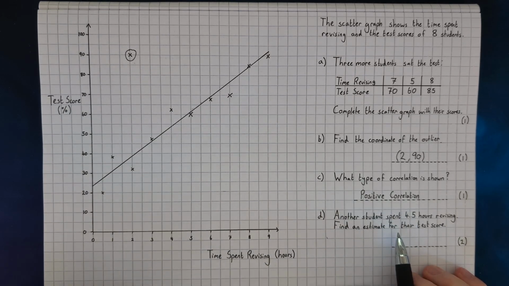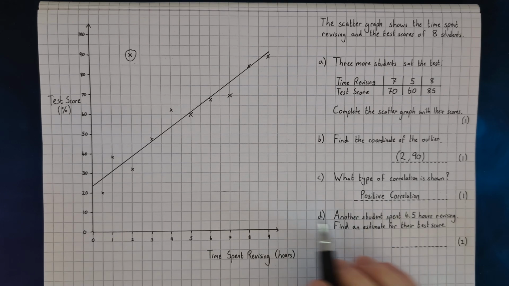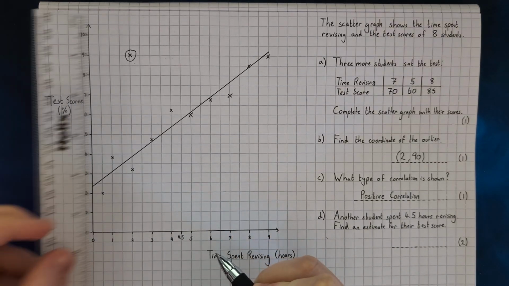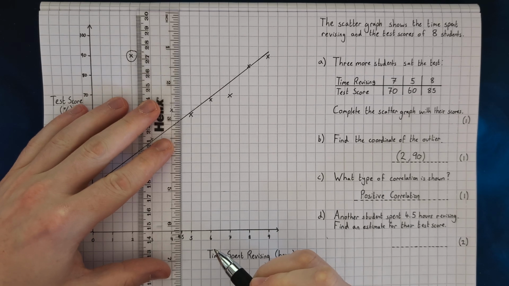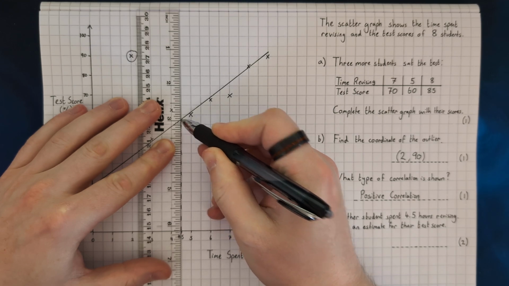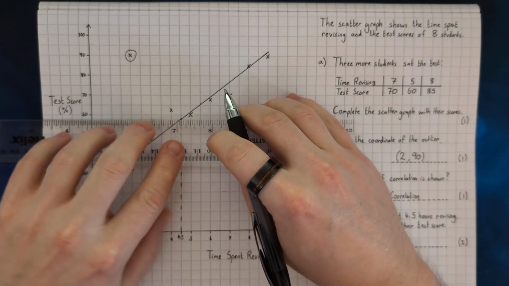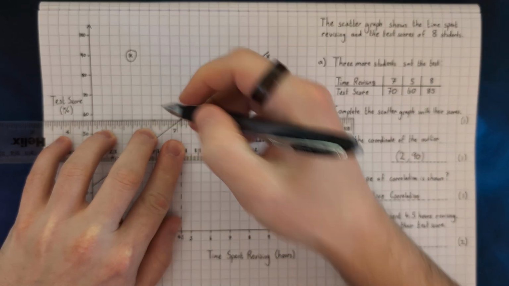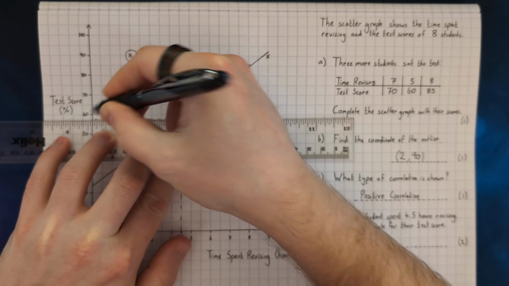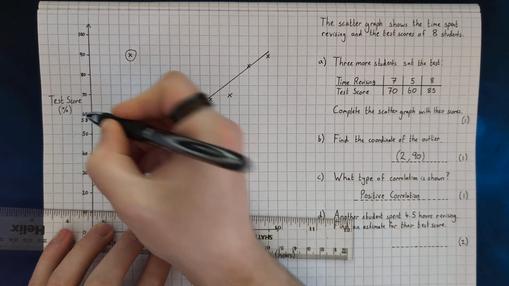Now, to estimate the value for something, we need to go from 4.5 hours to our line. Well, 4.5 hours is going to be here. So we're going to draw a straight line up to our line of best fit. And we've hit our line of best fit here. So then we turn and we go across the graph. In this case, this gets us just below 60, to a value that I would say is roughly 58.